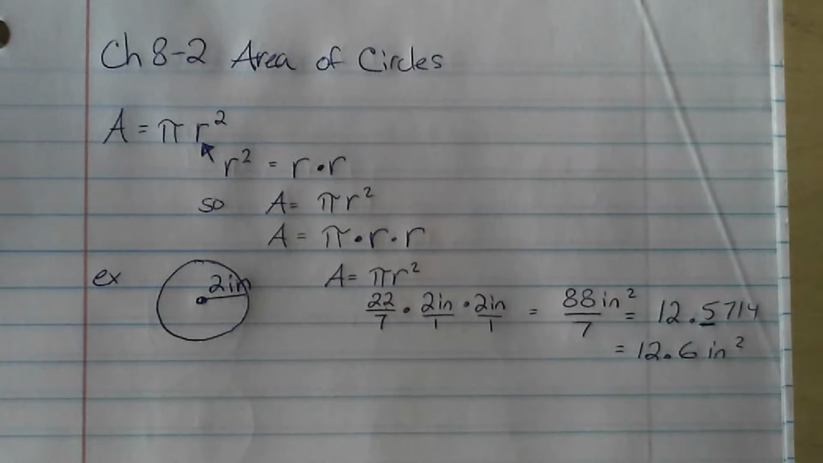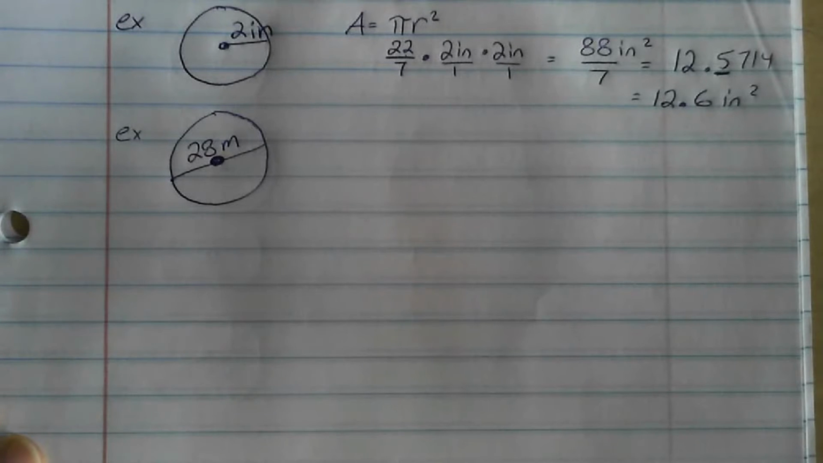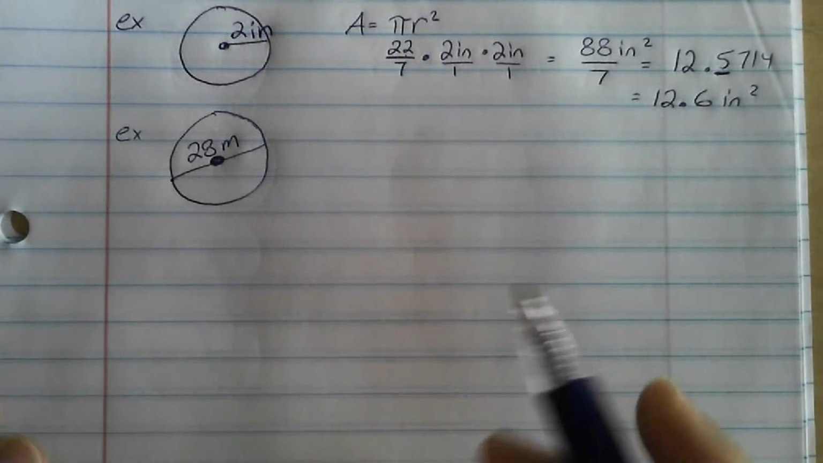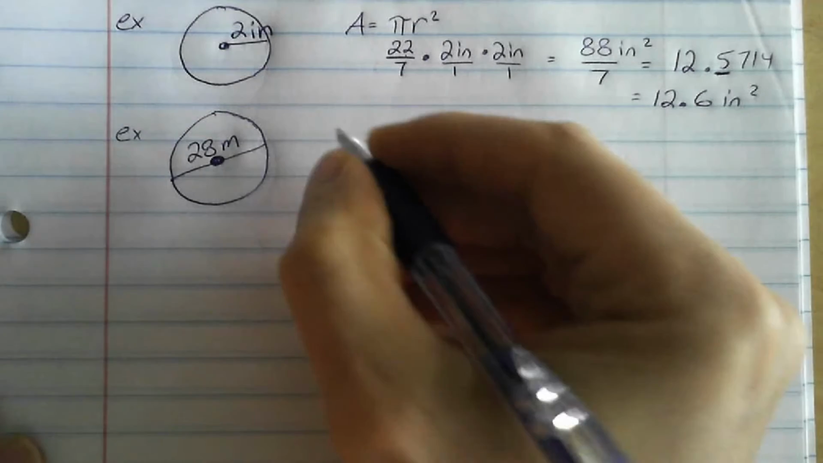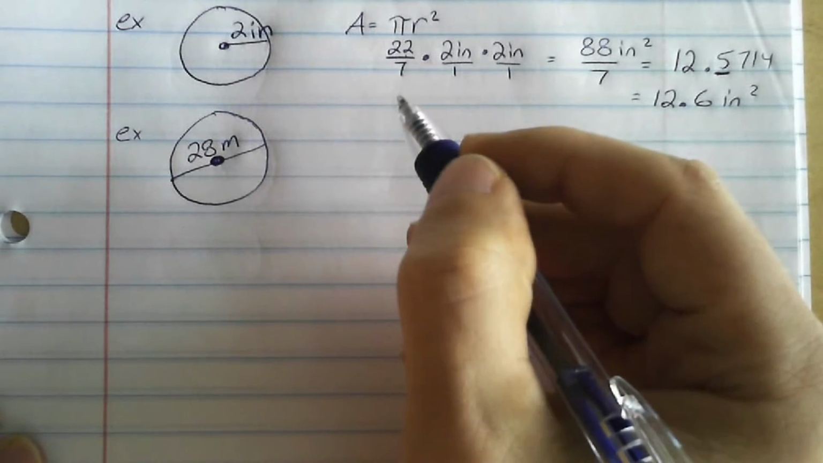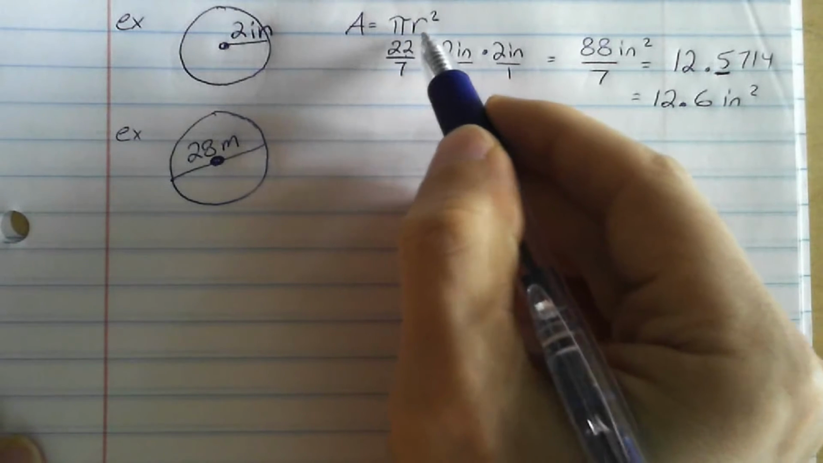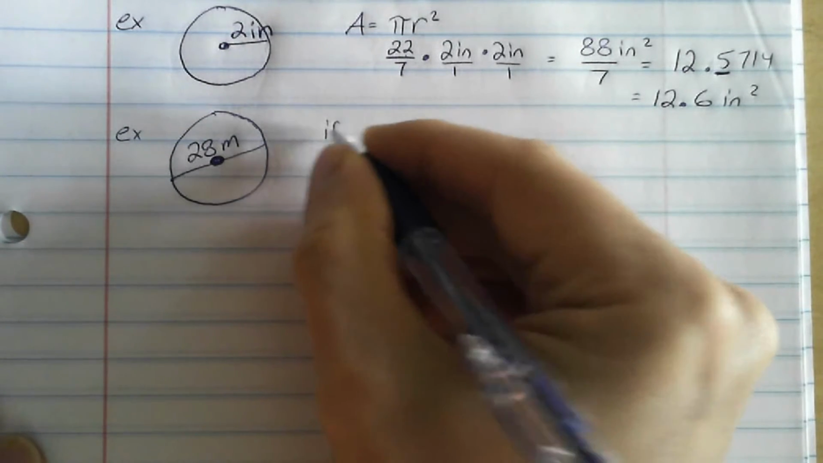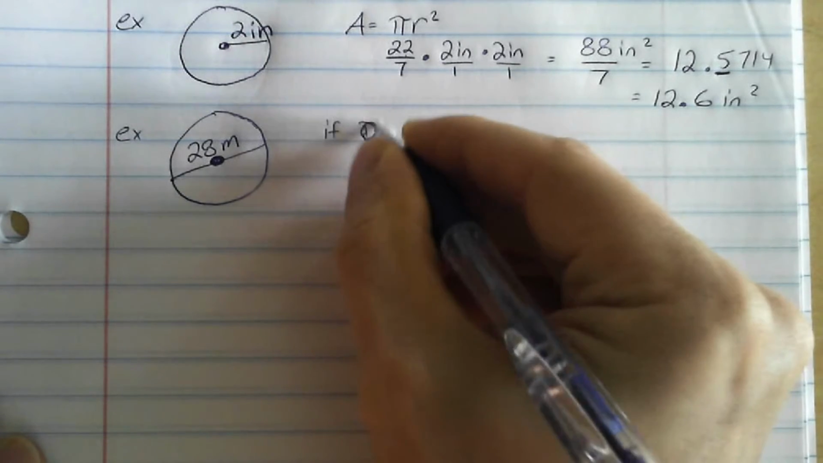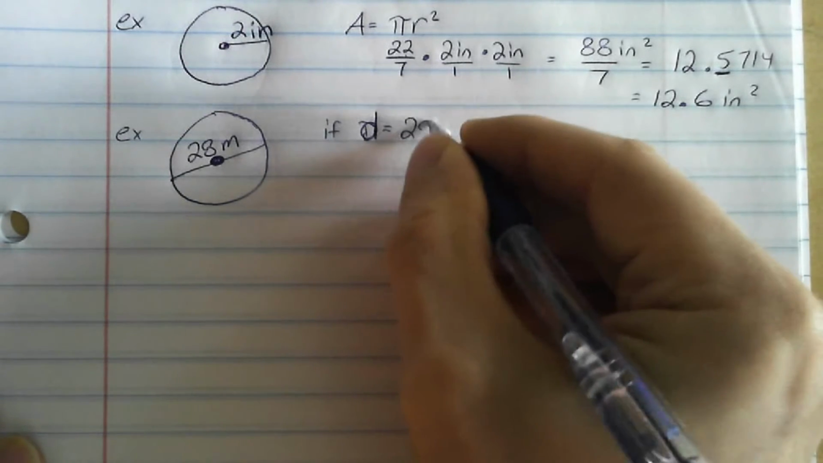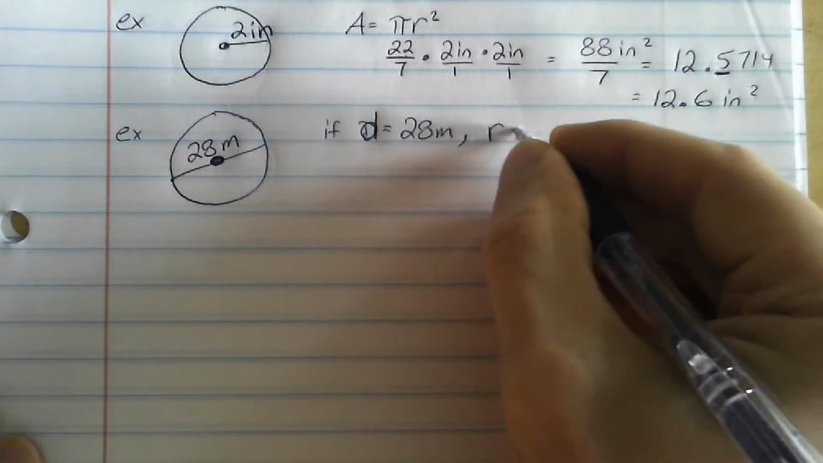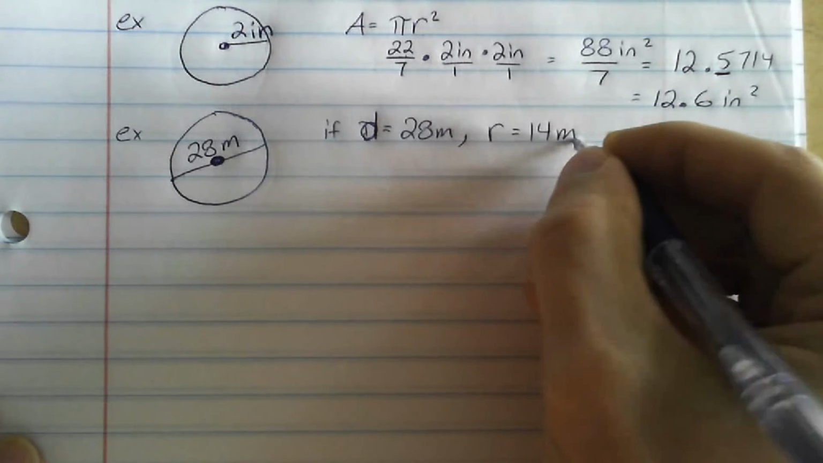So now, let's take a look at another example. Okay, so here we have a circle, and this time we have a diameter, and the diameter is 28 meters. Now, the formula that we have is area equals pi r squared, so we need to get the radius. Remember, if the diameter is 28 meters, radius is half of that, so radius is going to equal 14 meters.